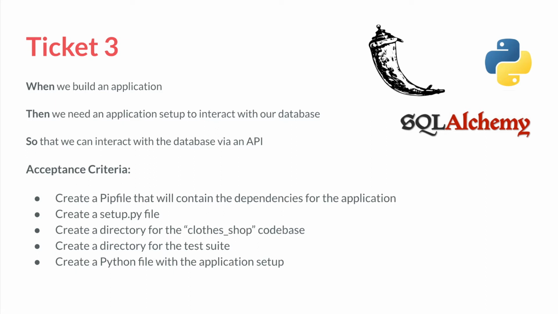Hello, my fellow engineers. We're back with episode 4 of how to build a scalable Python application. In the previous episode, we created our application setup that will connect us to the Postgres database we built in episode 2. In this episode, we'll test that connection.